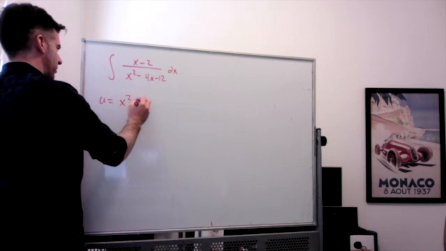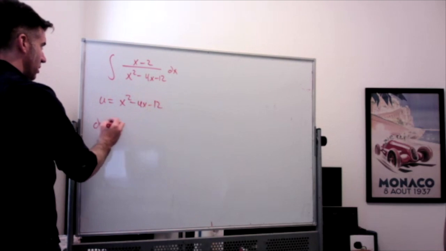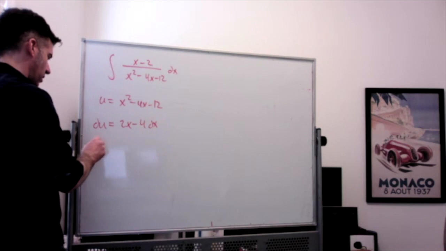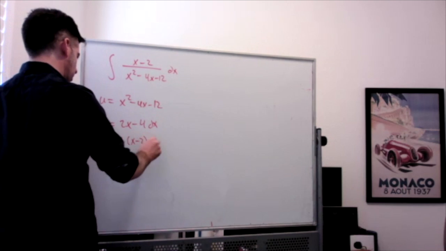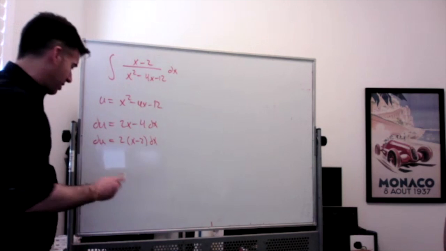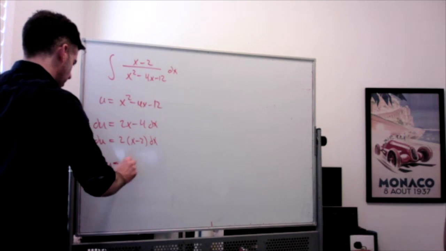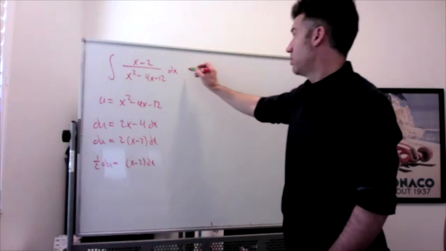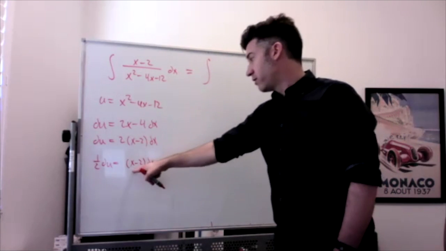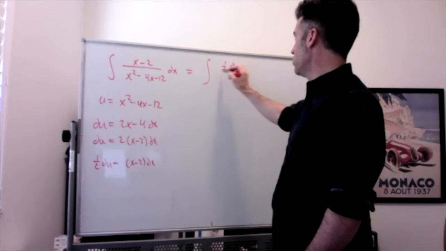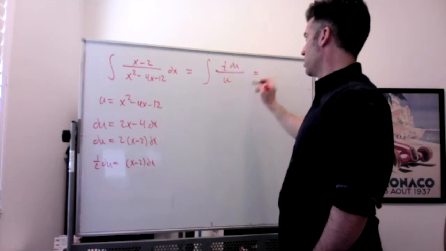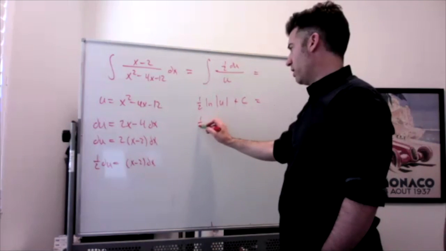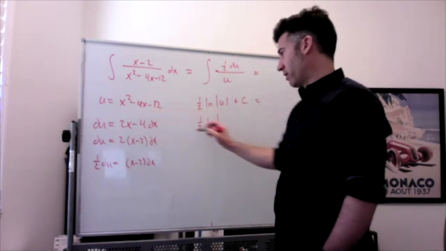So u is x squared minus 4x minus 12. du is 2x minus 4 dx, which is definitely 2 times x minus 2 dx, which I have. So here, my 1/2 du is x minus 2 dx. So I definitely should do this with a u substitution. This is going to equal the integral of 1/2 du divided by u, which is 1/2 the natural log of the absolute value of u plus c, which is 1/2 the natural log of x squared minus 4x minus 12.